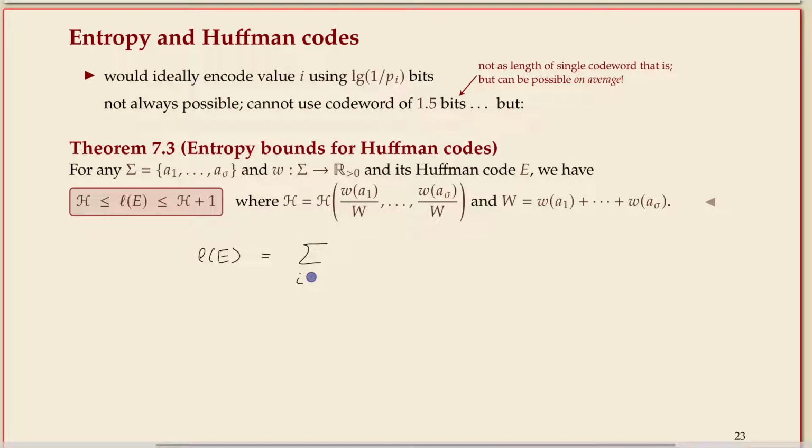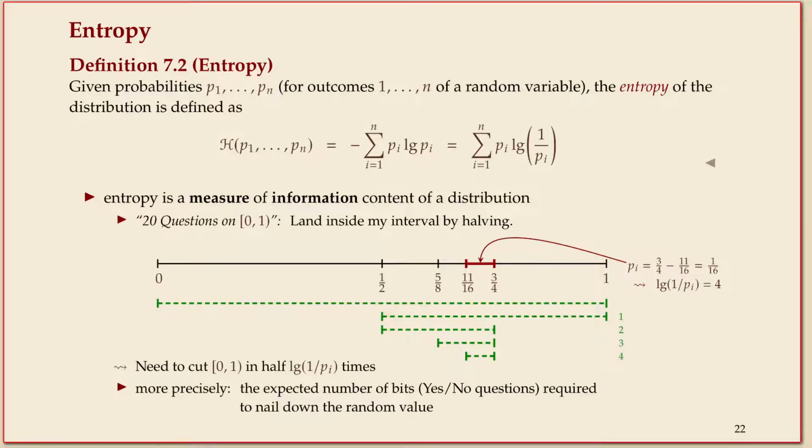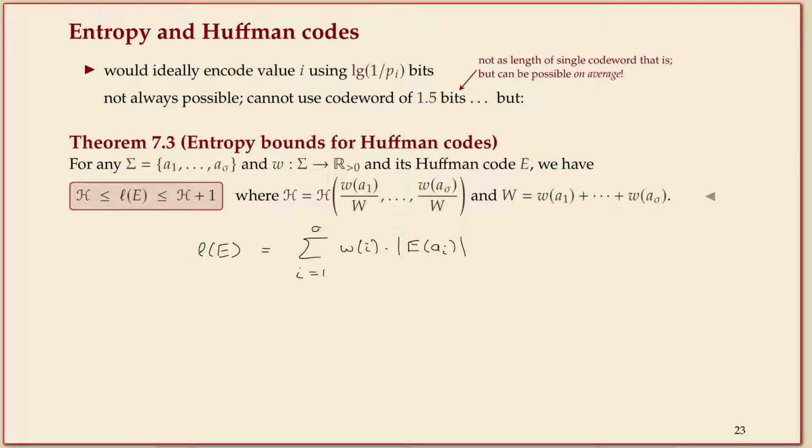We sum over all the characters. And what do we sum up? The weight of the character times the length of the code word. That was the definition of this L. And now this theorem says I can look at an entropy. So H, this calligraphic H, is what I'll use to denote entropy as defined here.